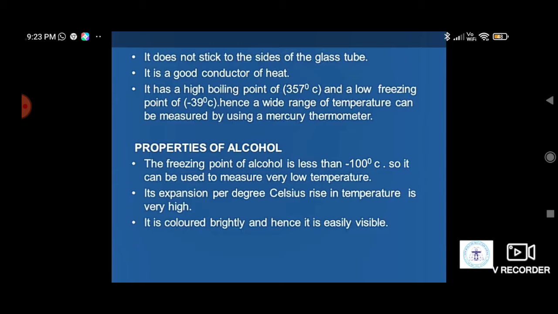So, now you know the properties of mercury. Next one, what are the properties of alcohol? The freezing point of alcohol is very low, so it can be used to measure very low temperatures. Its expansion per degree Celsius rise in temperature is very high. It is colored brightly and hence it is easily visible.